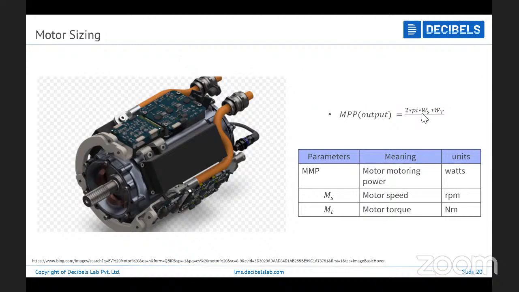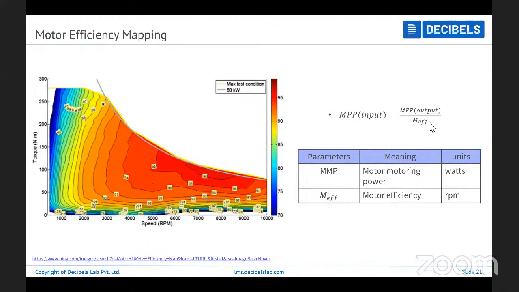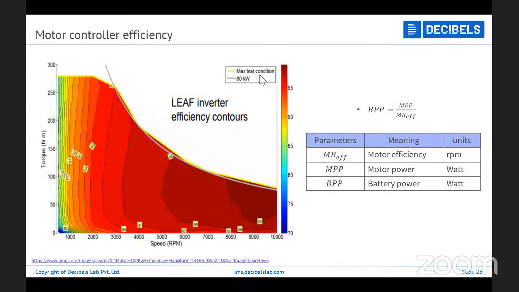Whatever you calculate right now is the motor output power, and with the efficiency, we can get the motor input power. Here, efficiency won't be a constant term. In real time, it is going to vary. For our calculation, we'll use a constant value. Efficiency is a function of motor speed, motor torque, and also temperature. Then, if you know the motor controller efficiency, we'll calculate the battery power.